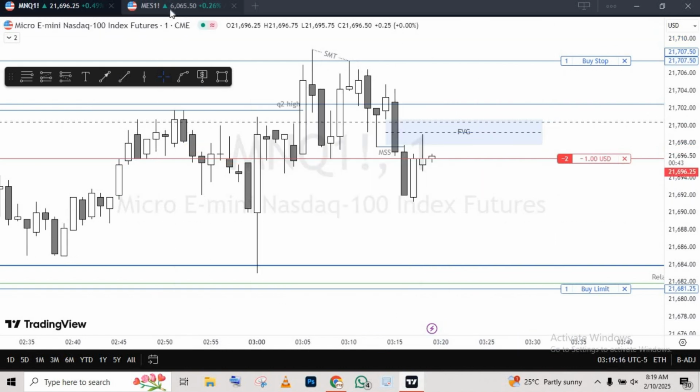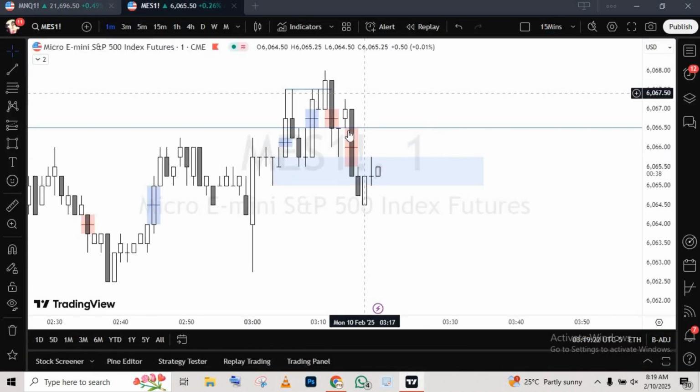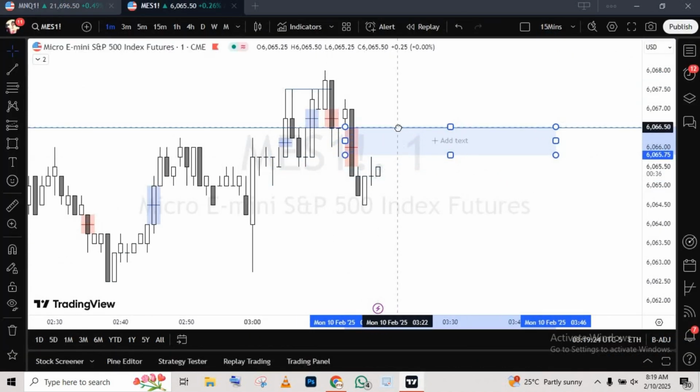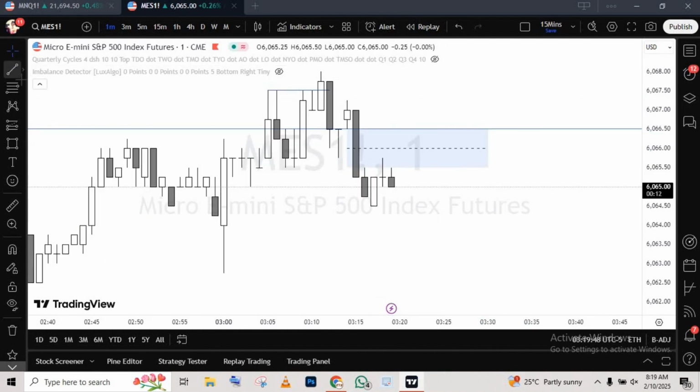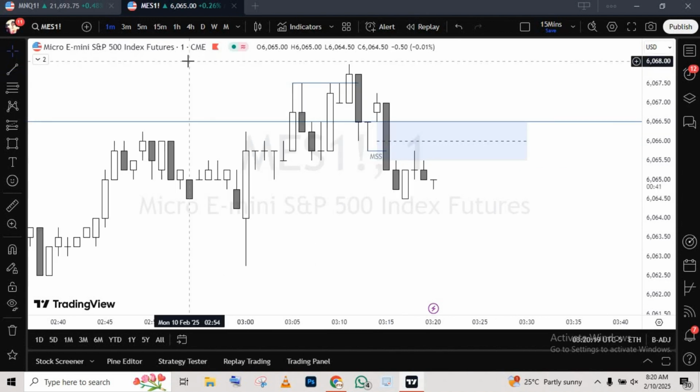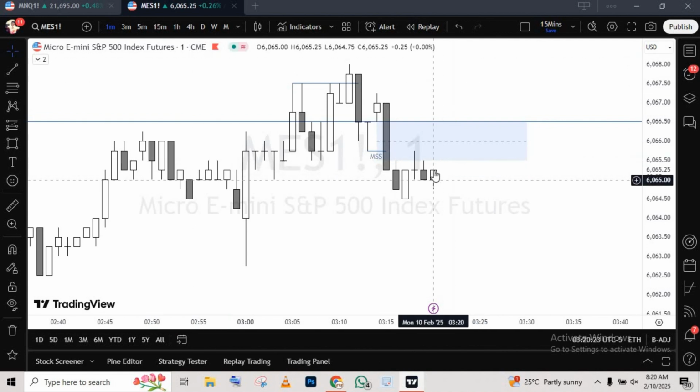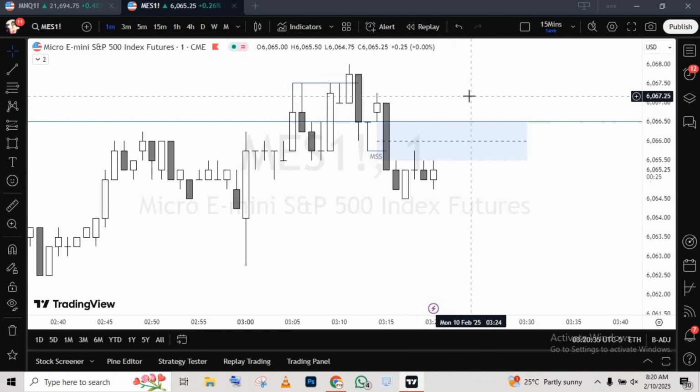Let's take a quick look at ES. So ES has also had a market structure shift here, a consequent encroachment here, and as you can see, this was the market structure shift. So let's see what happens on this trade. We have a market structure shift. If they decide to retest the CE of the averaging, I expect price to spool to the downside. If it doesn't, then of course they're going to hit my stop loss, and that should be fine.